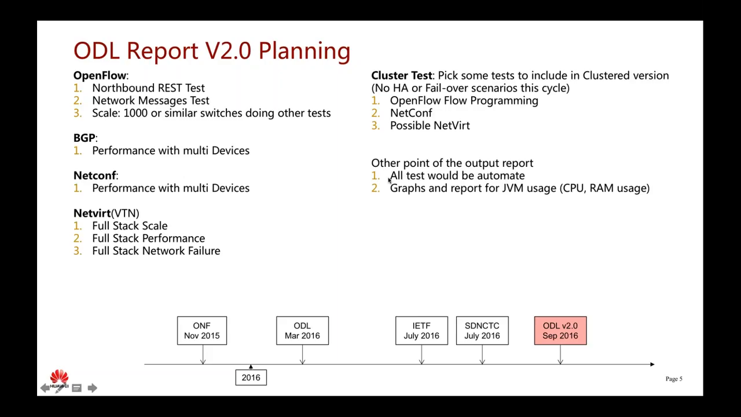In their second version of planning, there are two things that are also pretty important. First, all tests will be automated, and they are trying to monitor the JVM usage, like CPU and RAM usage. So that might be another variable while we are testing the controller's performance.